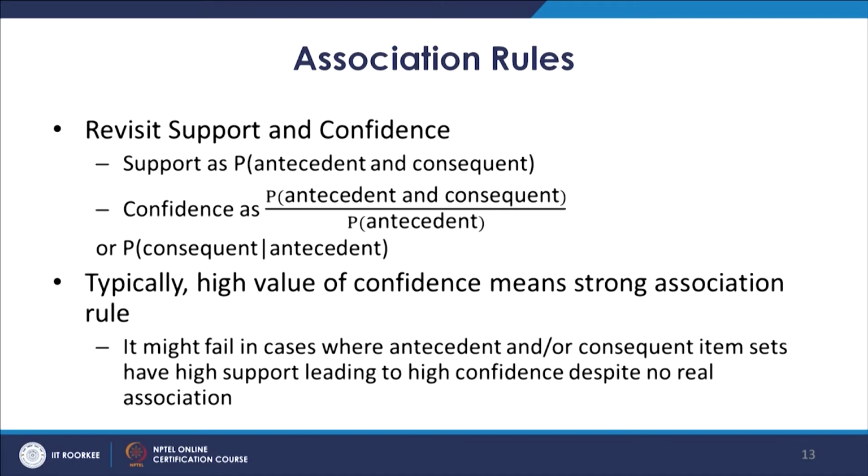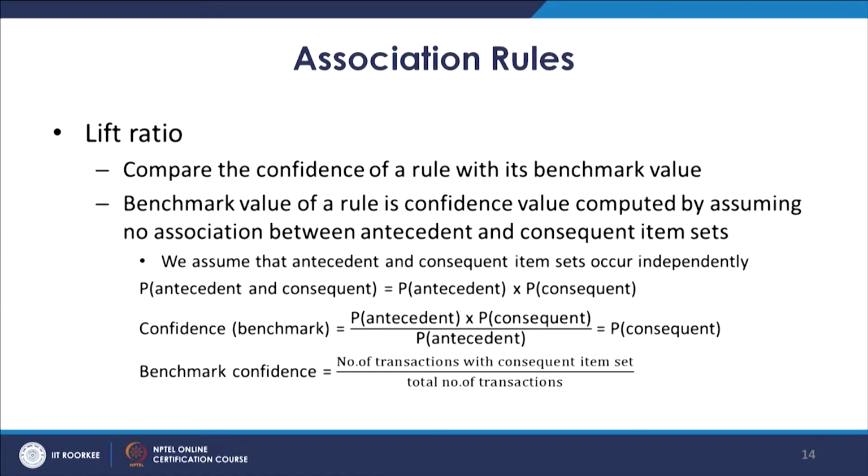Now, as we talked about, typically a high value of confidence means a strong association, but sometimes it might not be true. Sometimes the antecedent or consequent item sets might have higher support, which might lead to a higher value for confidence even though there is no real association. For example, if there are two items that are being purchased by most of the customers from a cafe, and those two items do not have any association, but because these two items are frequently purchased by most of the customers, they will have high support, and therefore the confidence value will also be on the higher side. So, there are some situations where a typically high value of confidence might not mean a strong association.